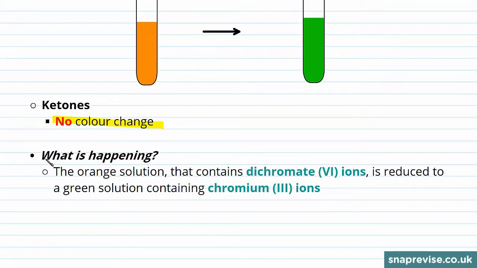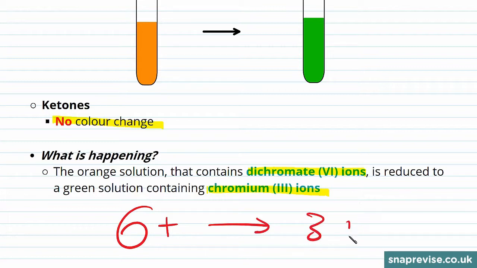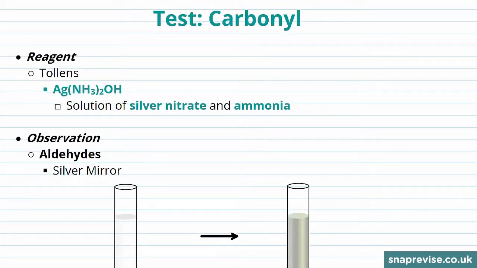Now what's happening here is the orange solution that contains our dichromate ions is reduced to a green solution containing chromium-3 ions. So the chromium species changes oxidation state from 6 to 3. It is reduced.